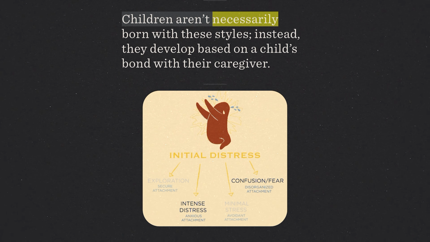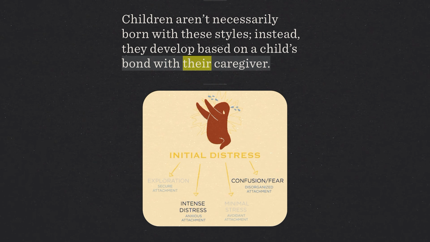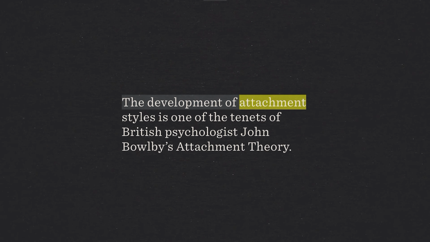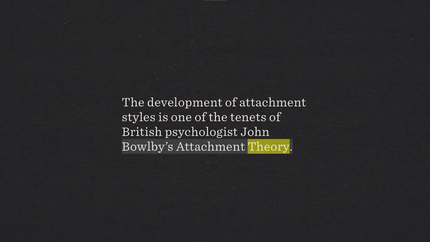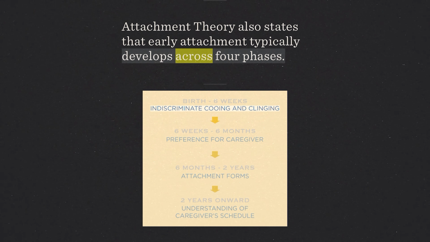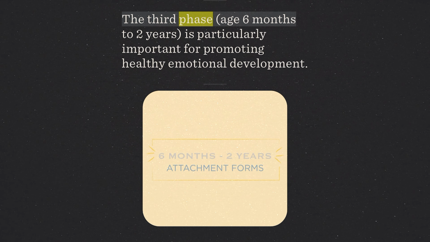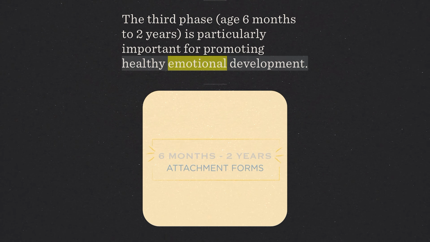Children aren't necessarily born with these styles, instead, they develop based on a child's bond with their caregiver. The development of attachment styles is one of the tenets of British psychologist John Bowlby's attachment theory. Attachment theory also states that early attachment typically develops across 4 phases. The third phase, age 6 months to 2 years, is particularly important for promoting healthy emotional development.